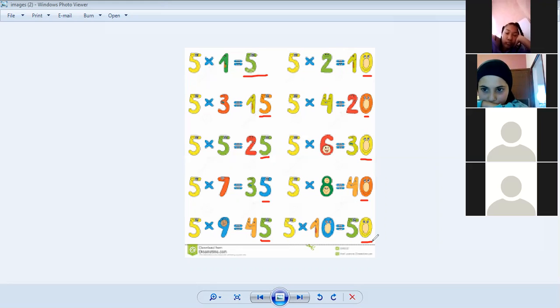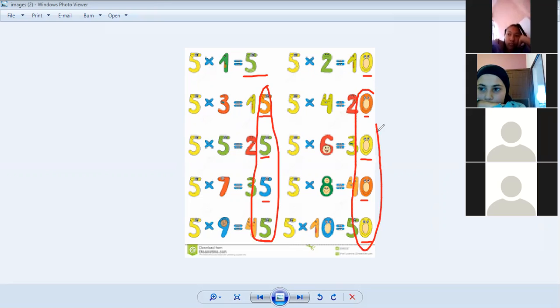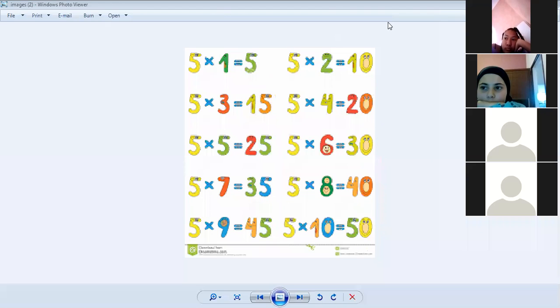Very good. So if it ends with 5, as you can see here, or 0, then this number is divisible by 5. Because all the numbers that are in the multiplication table end with 0 or 5. Is it clear? Yes.